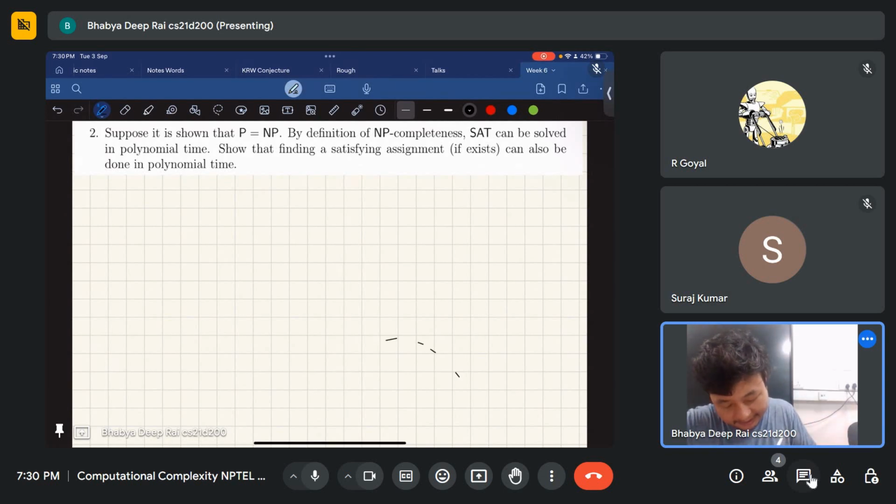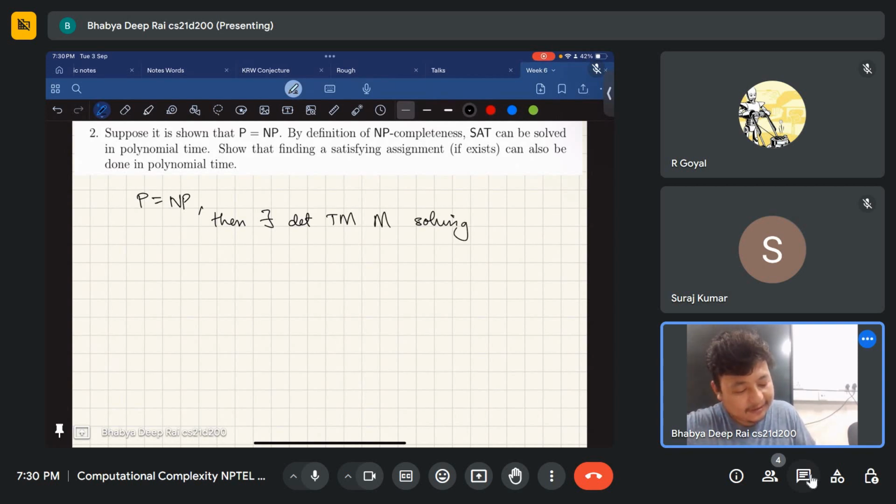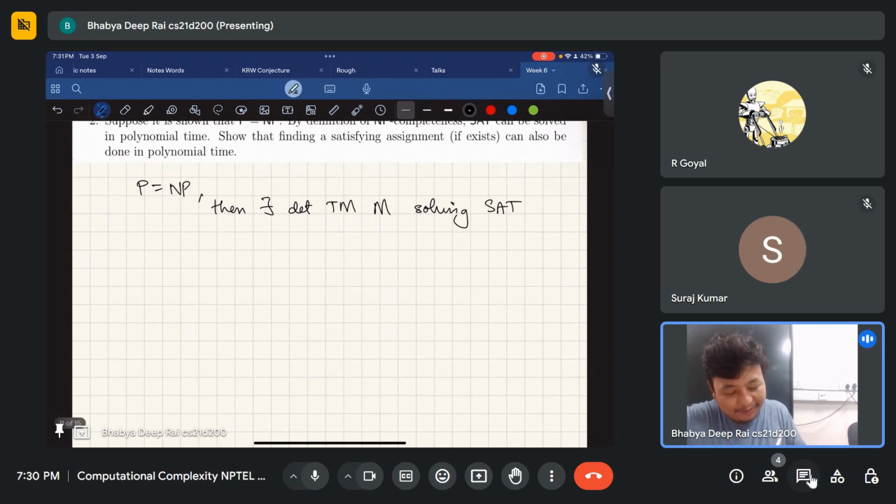So if P equals NP, then there exists a deterministic Turing machine M solving SAT. This is what we are saying. Now what we want is we don't want a yes or no answer. We don't want a decision. It's not a decision problem anymore. This is what is called a search problem. We need to find a satisfying assignment.